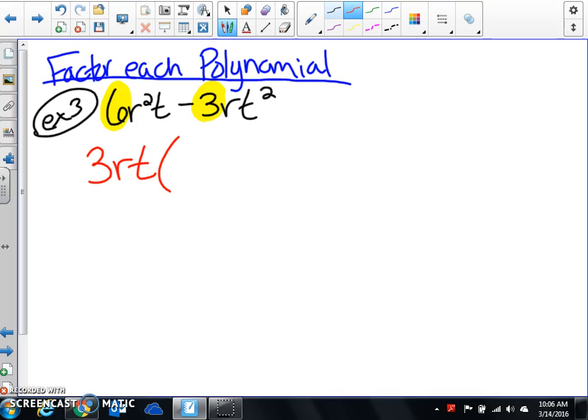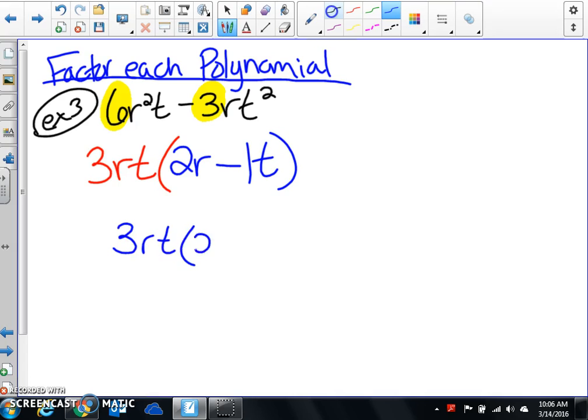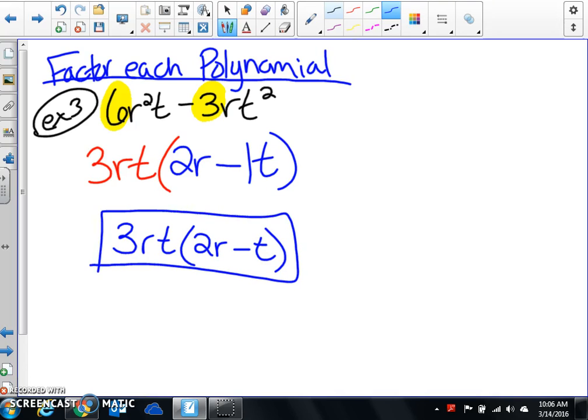So now we're going to divide. 6 divided by 3 is 2. I had 2 R's. I took 1 out, so I'm left with an R. I had a T. I took it away, so it's gone. Negative 3 divided by 3 is negative 1. And then I had an R, I took it out. I had 2 T's, I took 1 T out, so T. So now I can just rewrite that as 3RT times 2R minus T. That is completely factored.